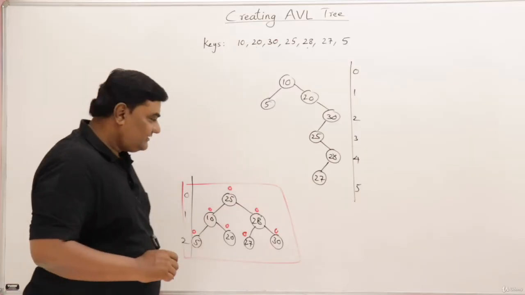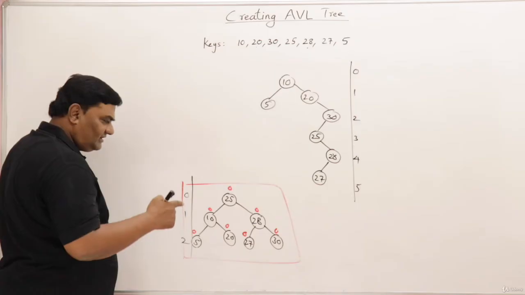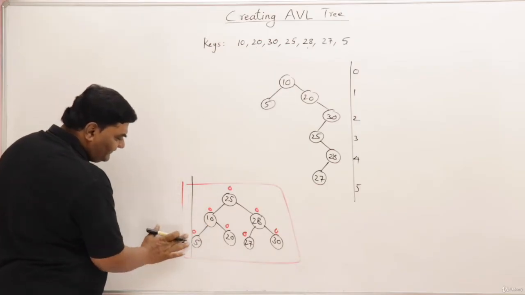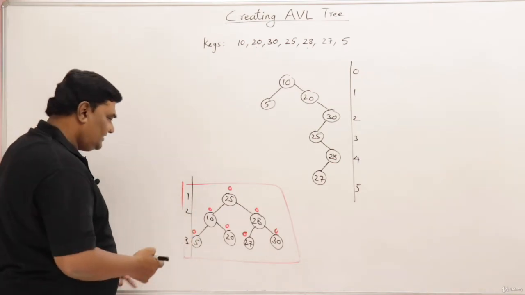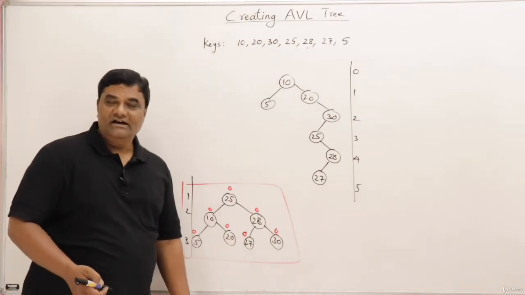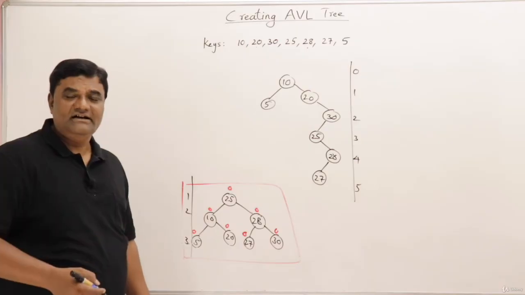Now one more last thing. See, height is 2, but what are the maximum comparisons? 1, 2, 3. So why don't we count height from 1 onwards? So the number of comparisons is exactly equal to the height. I don't have to say height plus 1. I can say height, directly height.